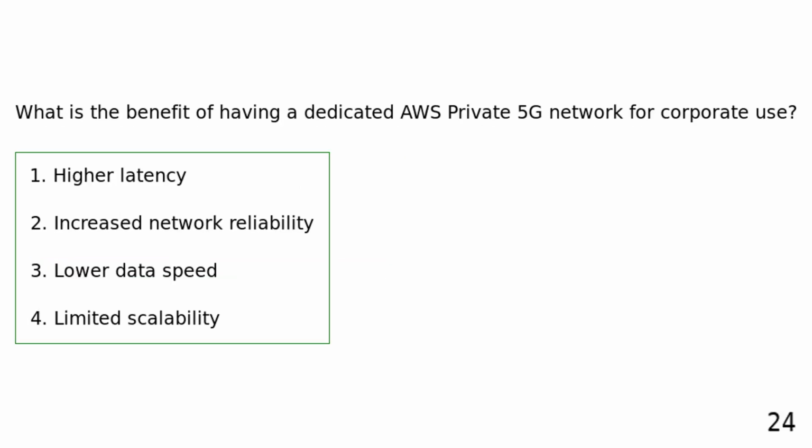What is the benefit of having a dedicated AWS Private 5G network for corporate use? Higher latency. Increased network reliability. Lower data speed. Limited scalability.